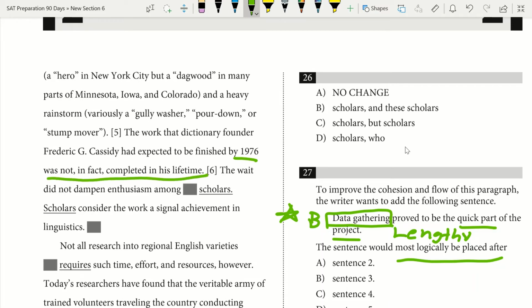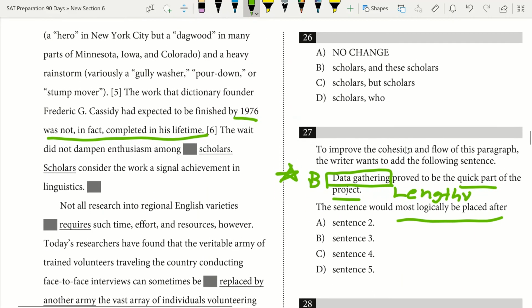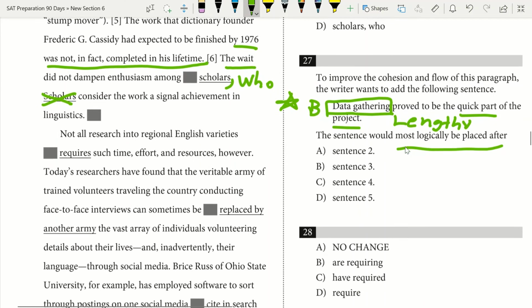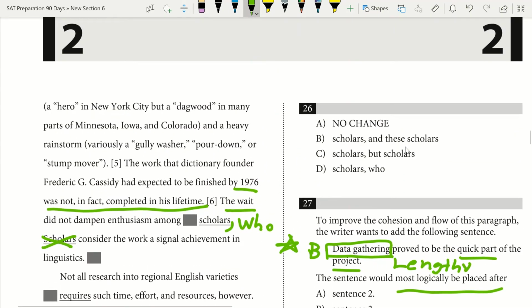Okay, so that's showing something took much longer than expected. Okay, so that data collection then was that short part. Now what is the long part then? Let's see if we have something where the long part comes after here. We have the weight did not dampen enthusiasm among scholars. Okay, I repeat the word scholars here, so I want to do a comma then, and I want to do the word who since I'm talking about a subject. So I'm going to look for an option that has a comma and then the word who there. See if we have one. Where is that question? Okay, it's up here. I'm going to have answer choice D then for 26, right?